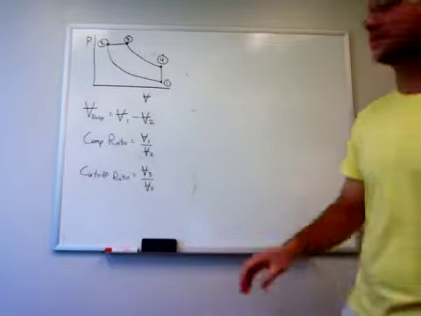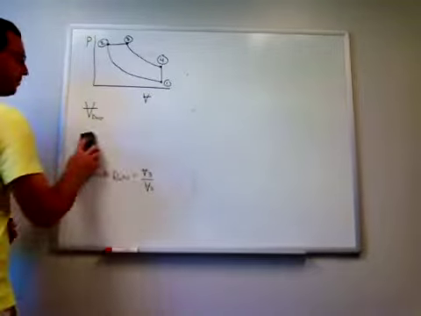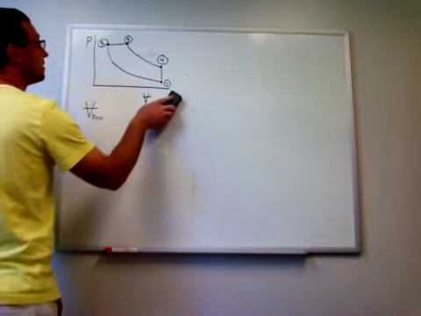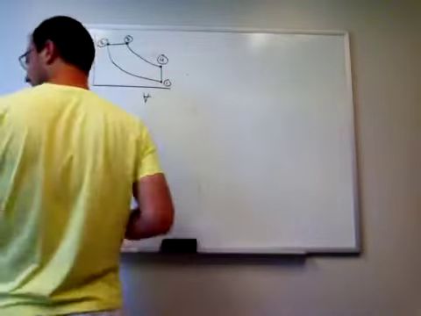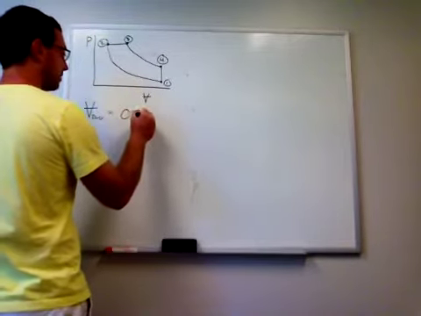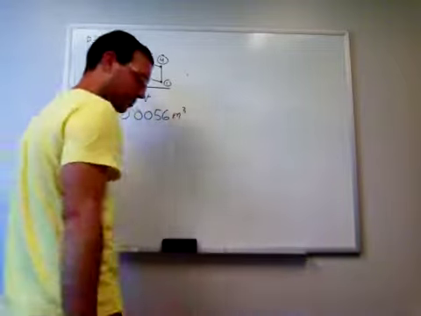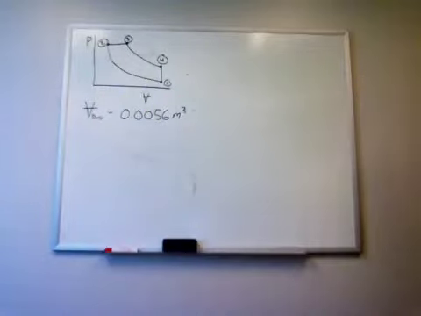So here we go with the example. It says we have a displacement volume of 5.6 liters. I'm going to leave that for just a second. So if I convert that to meters cubed, that'll be 0.0056 meters cubed. 1,000 liters in a meter cubed.